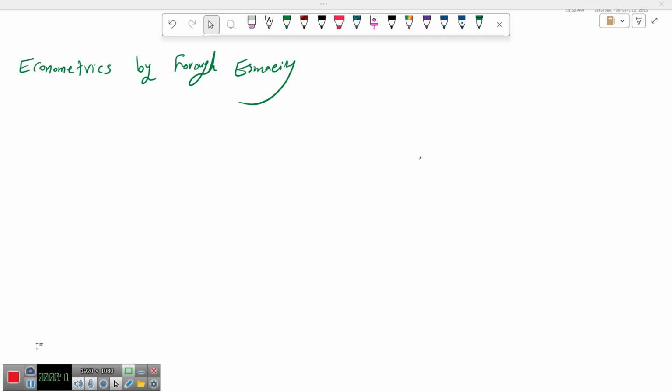Today we are starting with one of the most fundamental techniques in econometrics, the ordinary least square, or OLS regression model. Let's dive right in. OLS, or ordinary least square, is a technique used in linear regression.